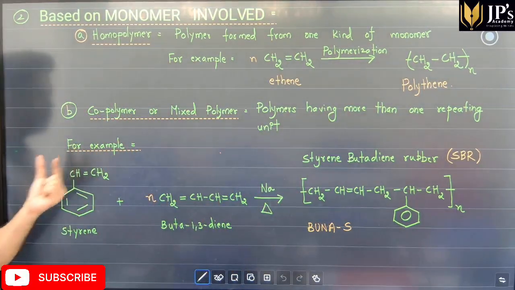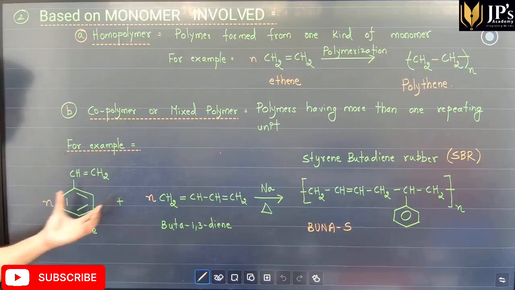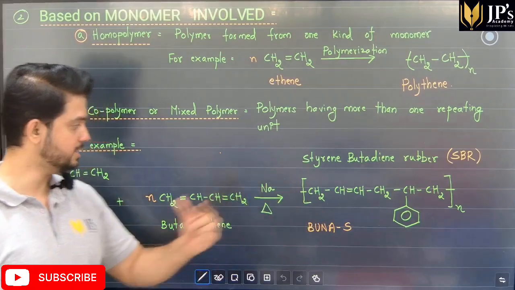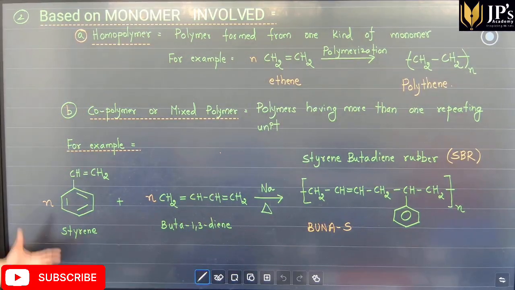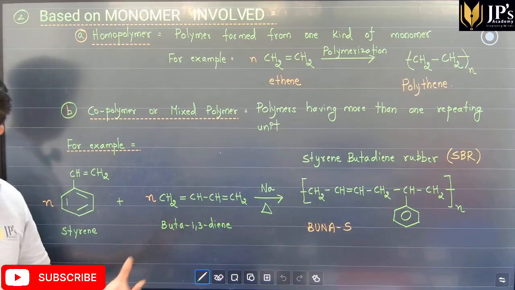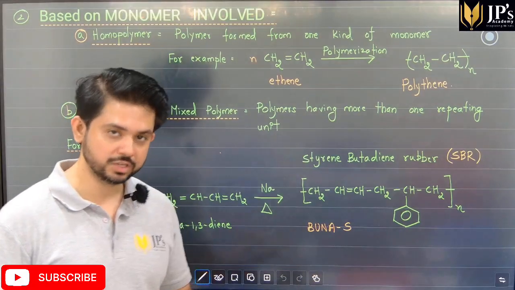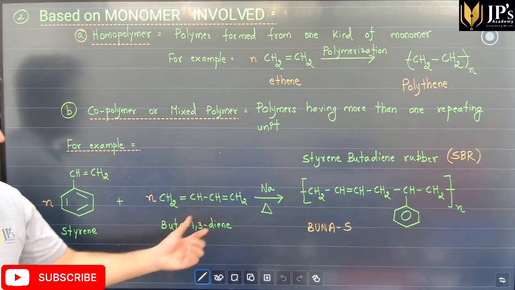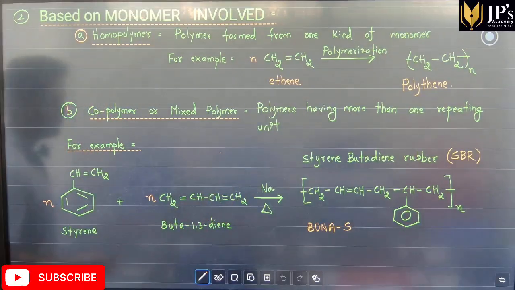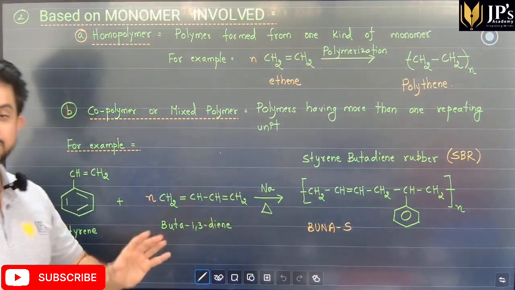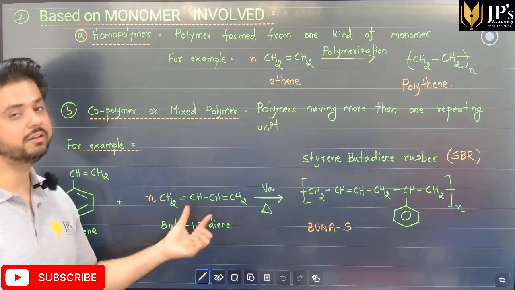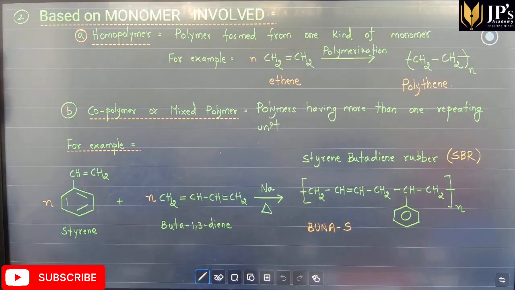However, if we consider a copolymer or a mixed polymer, an example over here is a rubber polymer, which goes by the name Buna-S. I'll explain what that means. The monomer units involved are styrene and butadiene. The Bu comes from butadiene. Na is your catalyst, or you can also say the initiator. S is from styrene, and hence the name Buna-S, which is, students, a rubber polymer. So here we have polymers having more than one repeating unit.